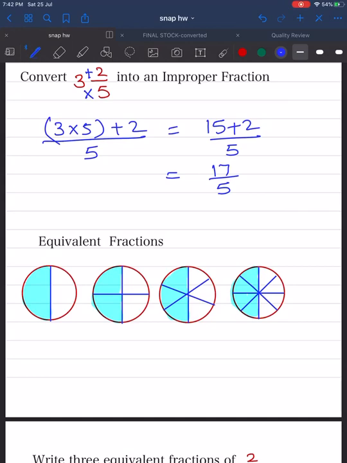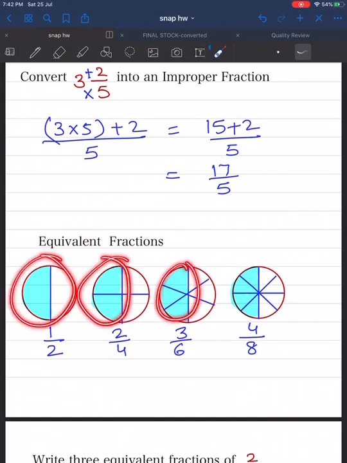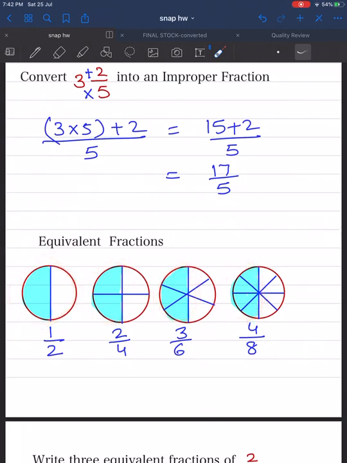Now children, look at the following figures. Now the first figure shows one shaded part out of 2 equal parts. Figure 2 shows 2 shaded parts out of 4 equal parts. The third figure shows 3 shaded parts out of 6 equal parts and the fourth figure shows 4 shaded parts out of 8 equal parts. Now in all the figures, the shaded portions are equal, that is 1/2 of the circle.